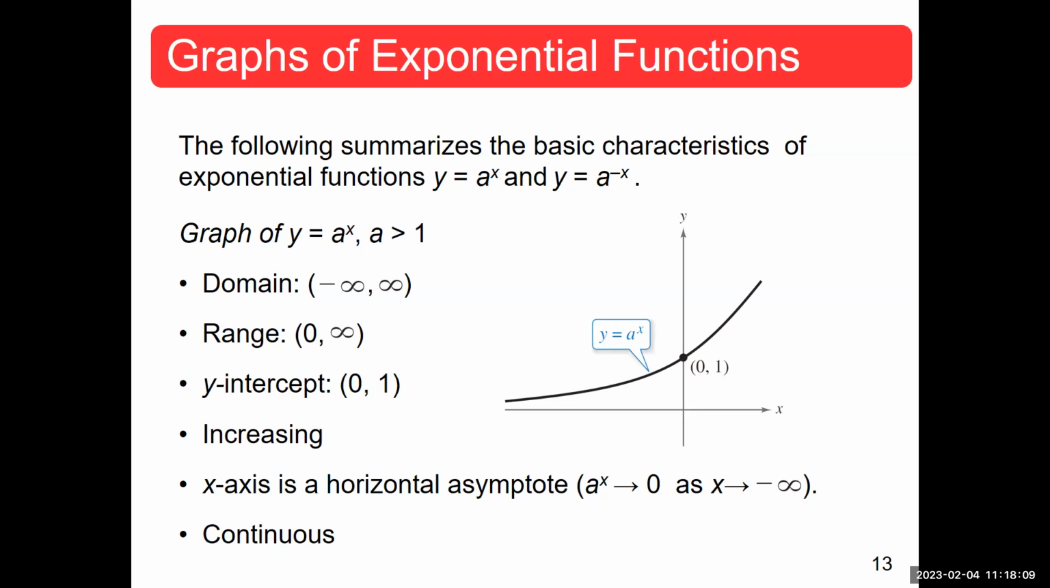We already went through these. The y-intercept is always 1. Always y-intercept (0, 1) for any exponential. So here we're talking about a to the power x. It doesn't matter what the value of a is, we still have the y-intercept equal to 1. And as we said, when x is negative, these numbers get very small, less than 1.